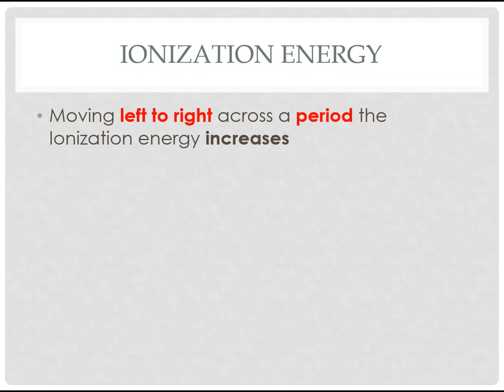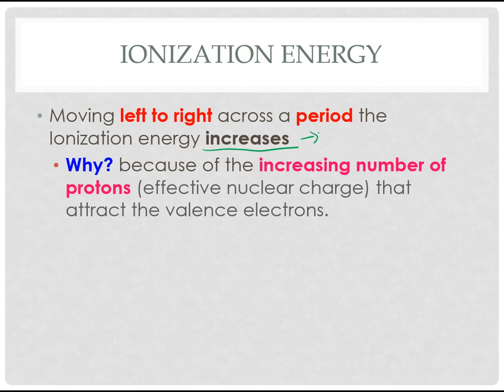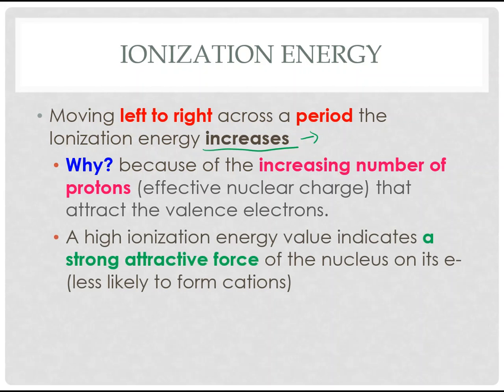So left to right across the period, ionization energy increases. Why? Because you're increasing the proton number, which is increasing effective nuclear charge, which is increasing attractive force for those valence electrons. They're going to hold on tighter. When they hold on tighter, there's a stronger attractive force, so it takes more energy to overcome that force.